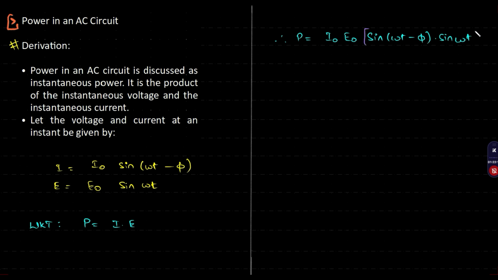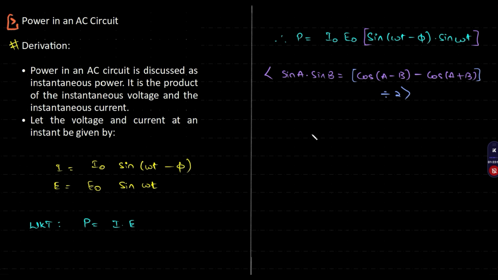And this looks like what expression? Sine A sine B. Try to recall, this is nothing but cos of A minus B minus cos of A plus B. There's something else missing. What is that? Yes, this entire thing divided by 2. So that's your formula. You guys remember? I hope you do.